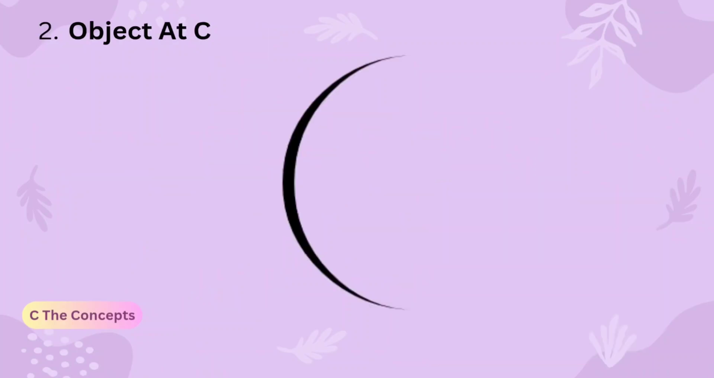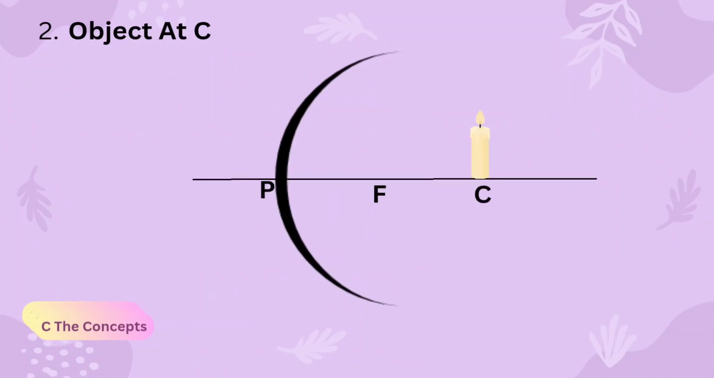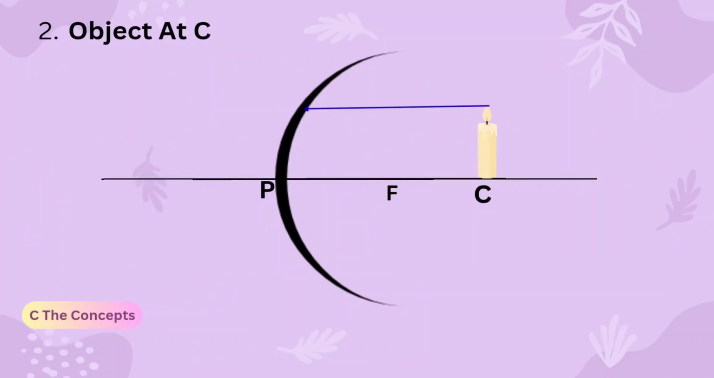Let's move on to our second object position, that is object at center of curvature. Again we are going to take a concave mirror, draw the principal axis, mark the points pole P, focus F, center of curvature. Once you place the object, select a ray parallel to the principal axis. The blue line over here indicates the incident ray.